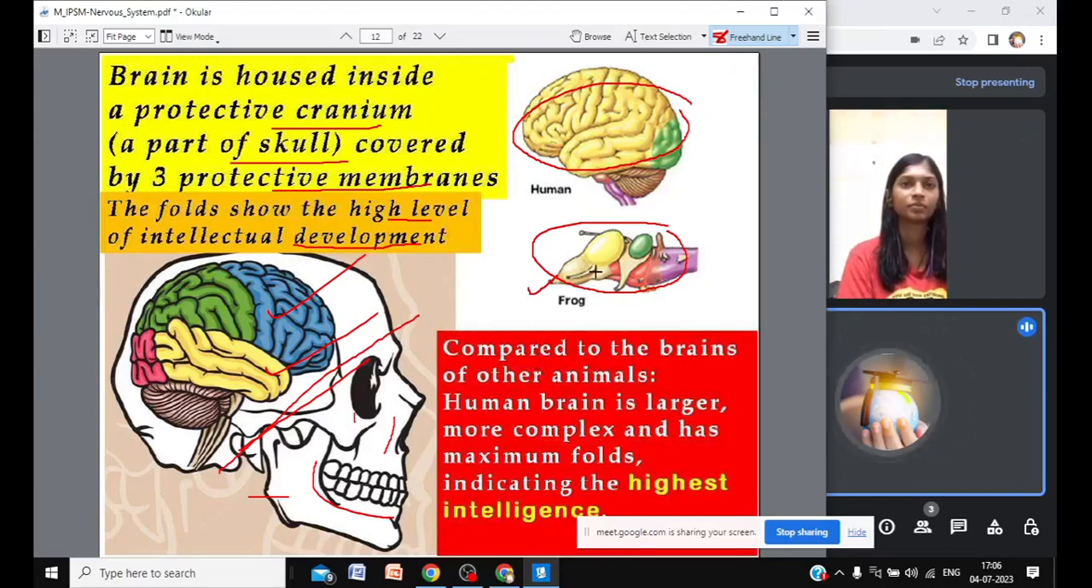That's why we don't have so many folds in a frog or a bird, but only in a human being, particularly in primates like monkeys, and most of all in a human being, we get the most complicated folds, showing that the human brain is developed and also larger in size. You can see the brain of a frog and the brain of a man, larger in size. So both denote the highest intellectual development or maximum intelligence. Two things: larger size and complex folds.